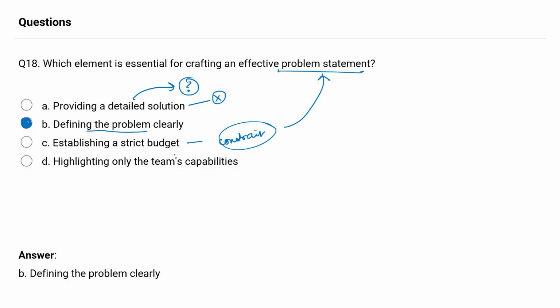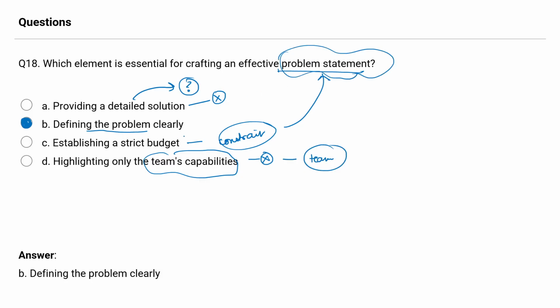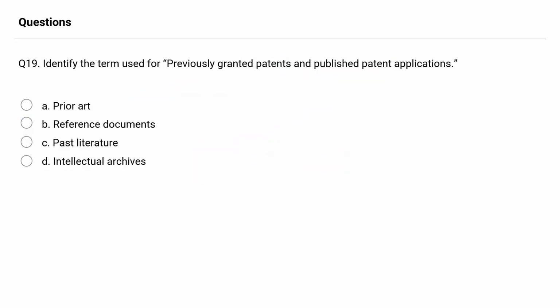And highlighting only the team's capabilities. Now this also doesn't make sense. What background they have, what kind of capabilities they have, obviously, while making a team, you need to consider that. But when you're talking about a problem statement, it needs to basically define the problem very clearly. All right. Let's go to our second last question.